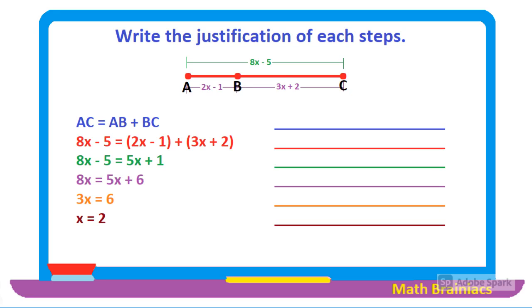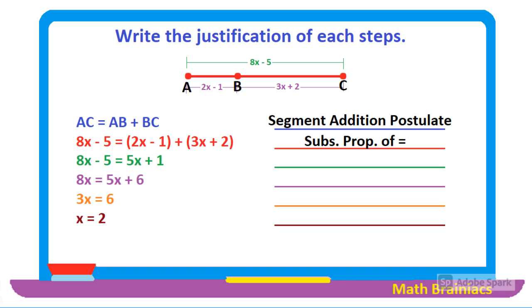Let us work on this example so that you will be guided. Write the justification of each step. You can see from the diagram above that AC is equal to AB plus BC. What is the justification of this statement? On that account, that is the segment addition postulate. Let us substitute all the values of the segments below. AC is equal to 8x minus 5, AB is equal to 2x minus 1, and BC is equal to 3x plus 2.